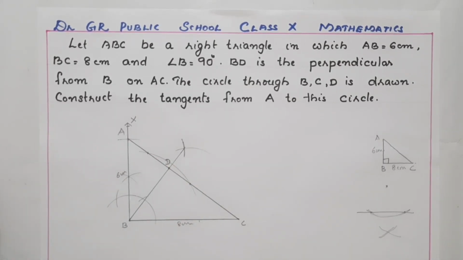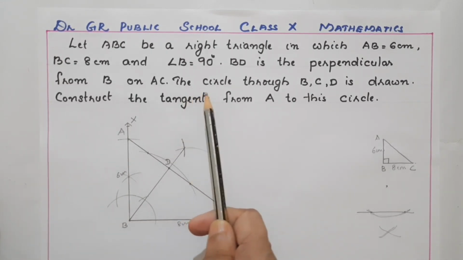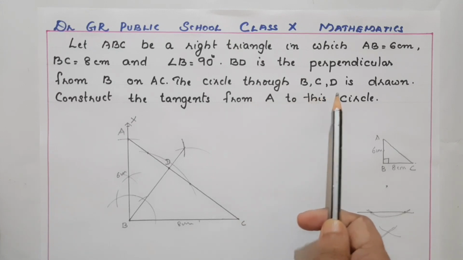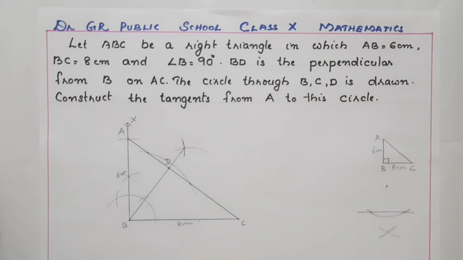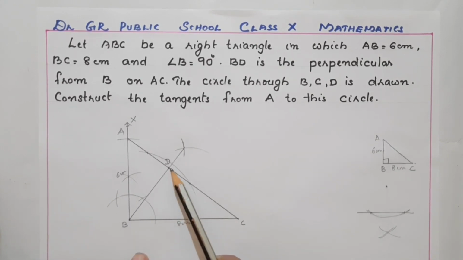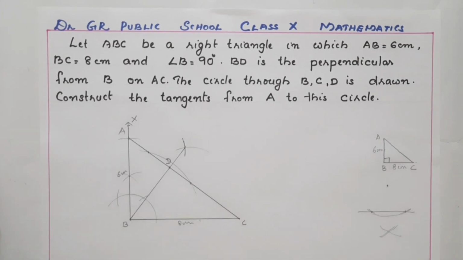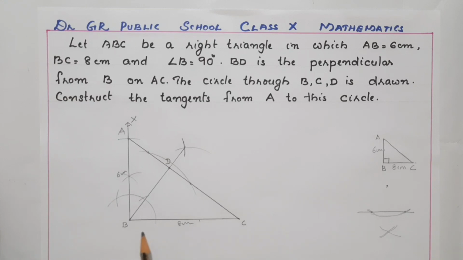Okay, now what is the next question? We need a circle through B, C and D. Then we have to construct the tangents from A to that circle. Okay, so now our aim is to construct a circle which is passing through B, C and D.